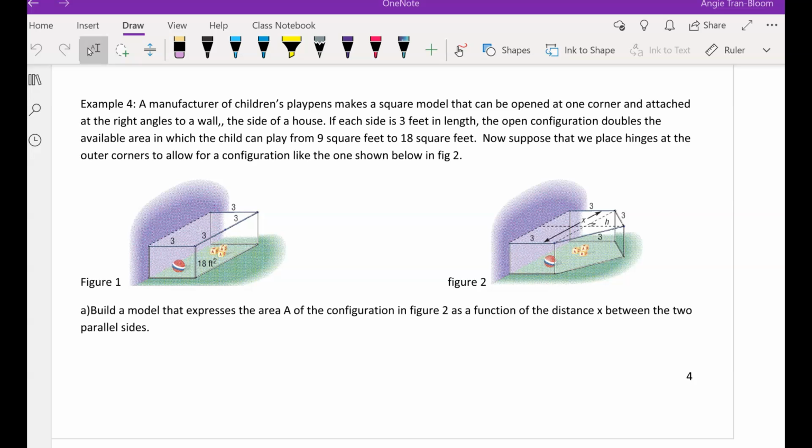Hey guys, this is our recording for example 4 of unit 1 section 2.6, okay?